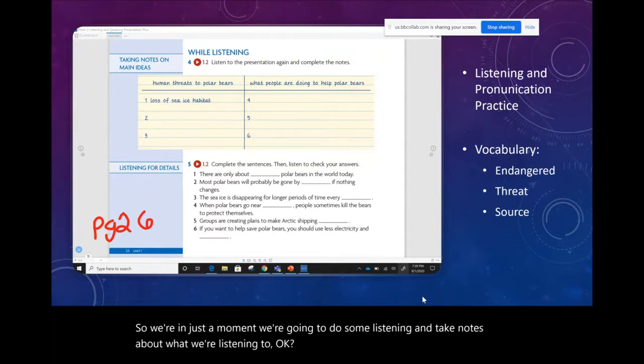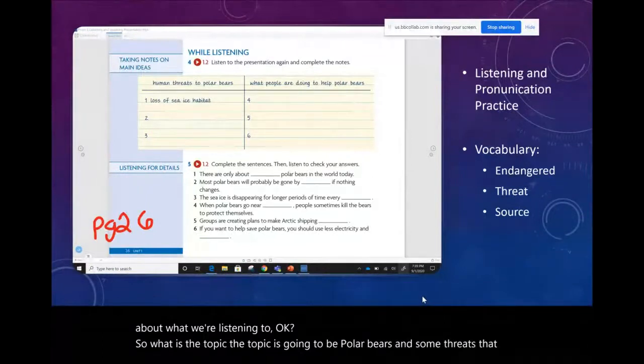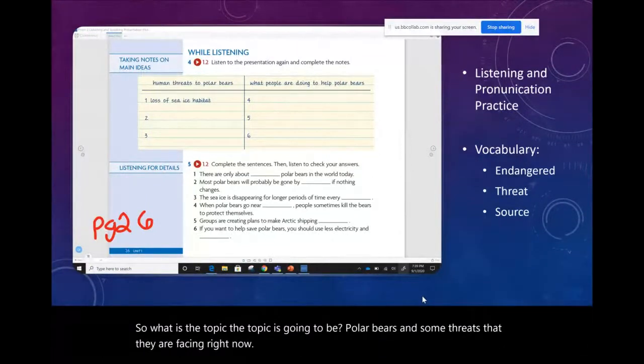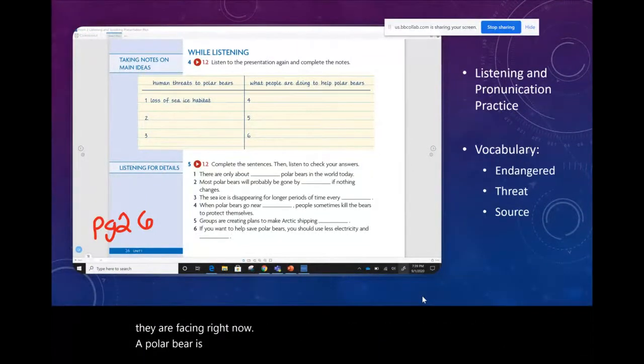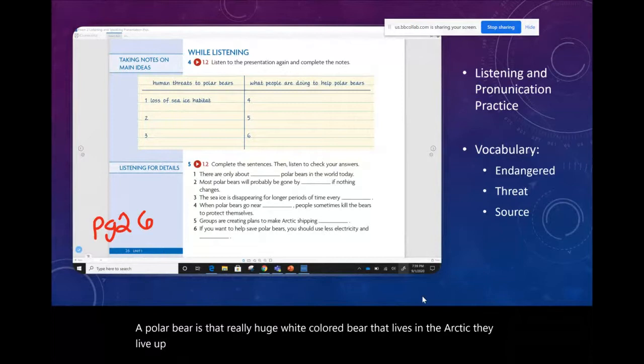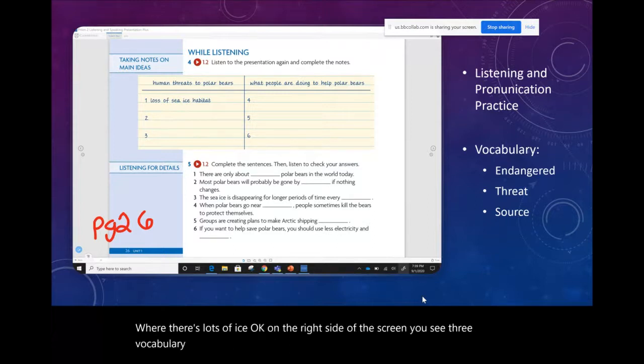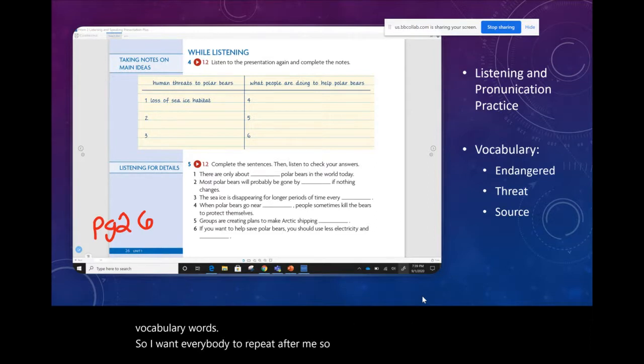So what is the topic? The topic is going to be polar bears and some threats that they're facing right now. A polar bear is that really huge white colored bear that lives in the Arctic. They live up by the North Pole where there's lots of ice, okay? On the right side of the screen, you see 3 vocabulary words. Okay, so I want everybody to repeat after me so you can practice pronunciation.